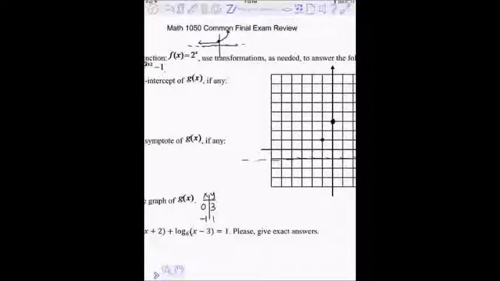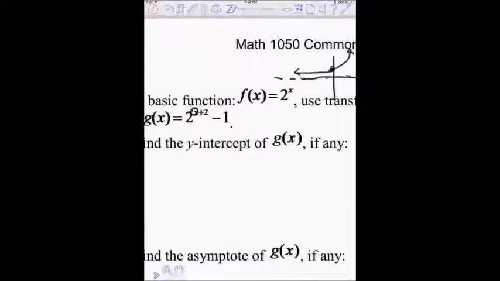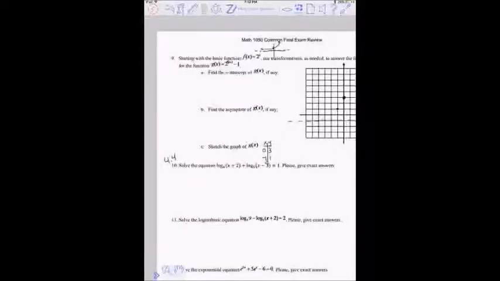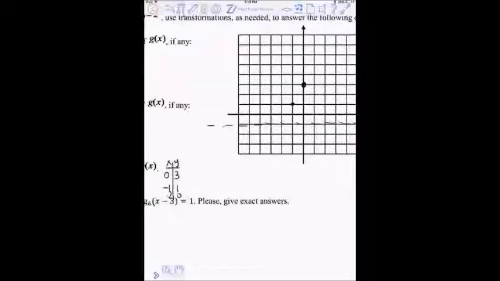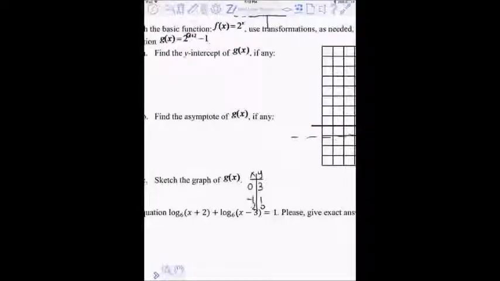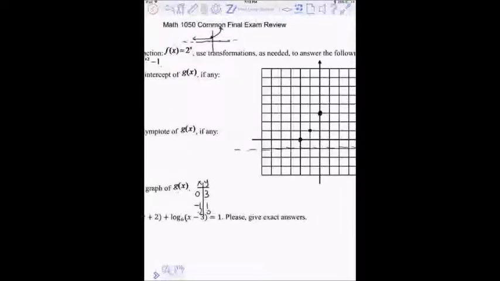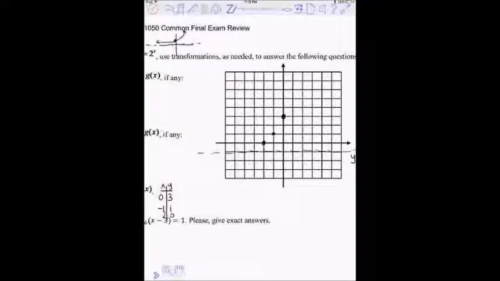is on the graph. If I choose -2 and plug a -2 in for that x, -2 plus 2 is 0. 2 to the 0 power is 1, and 1 minus 1 is 0. So we've got the point -2, 0, and this is exponential growth, and we know it's growth because the base here is 2, which is bigger than 1. Any base bigger than 1 is going to have exponential growth. So there's the graph.